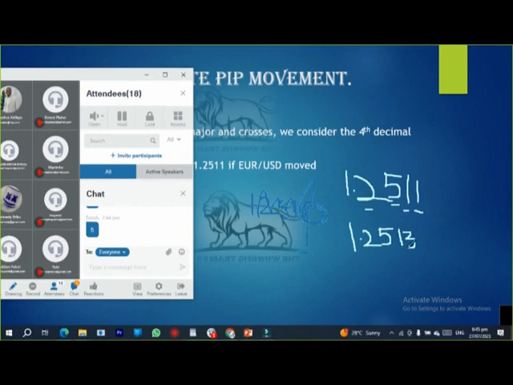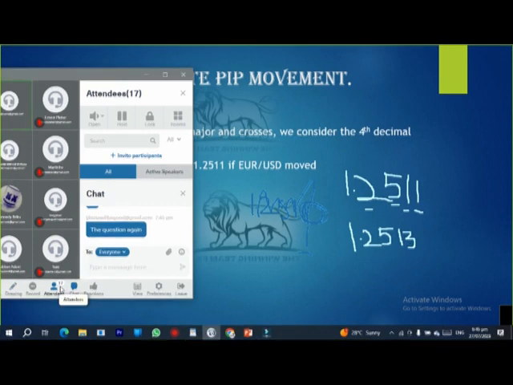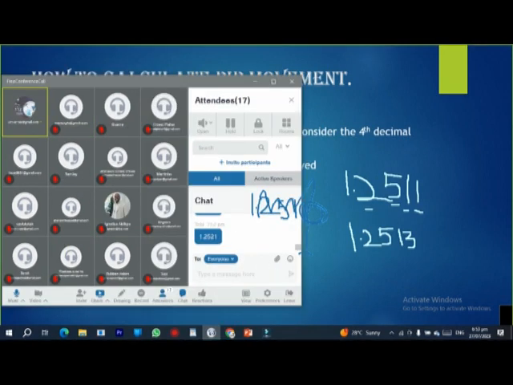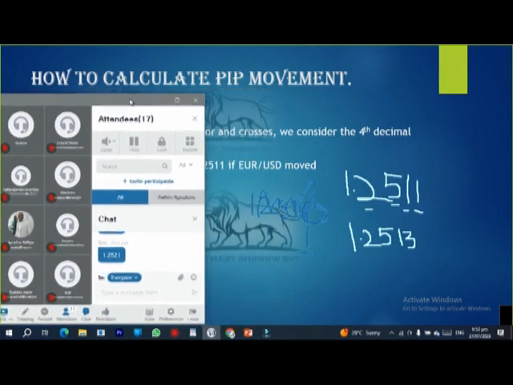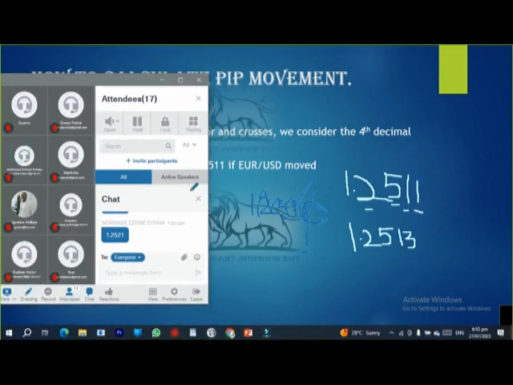That is it. With this same example, 1.2511, should Euro move to the upside 10 pips, what will be the answer? Okay. Let's do it together. We have 1.2511 moving up 10 pips to the upside. We are just going to add the 10.